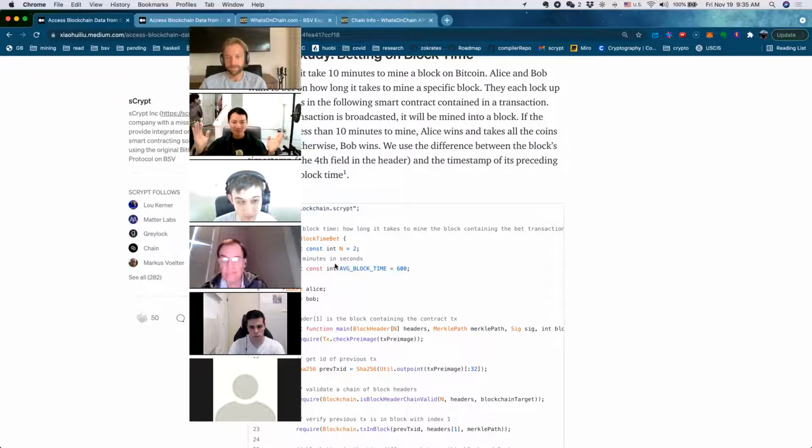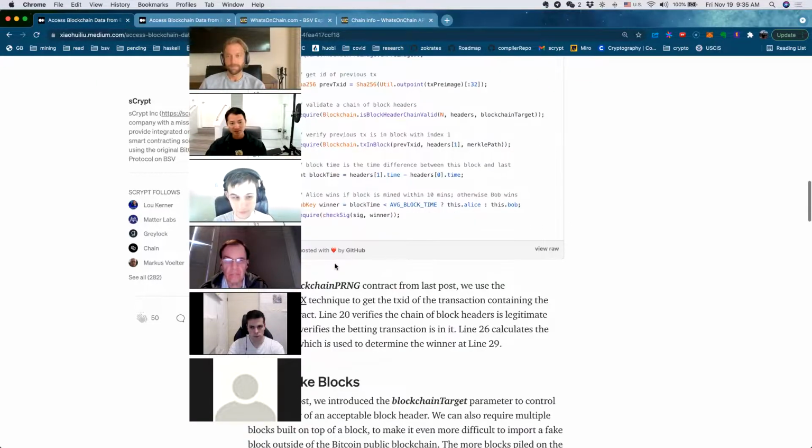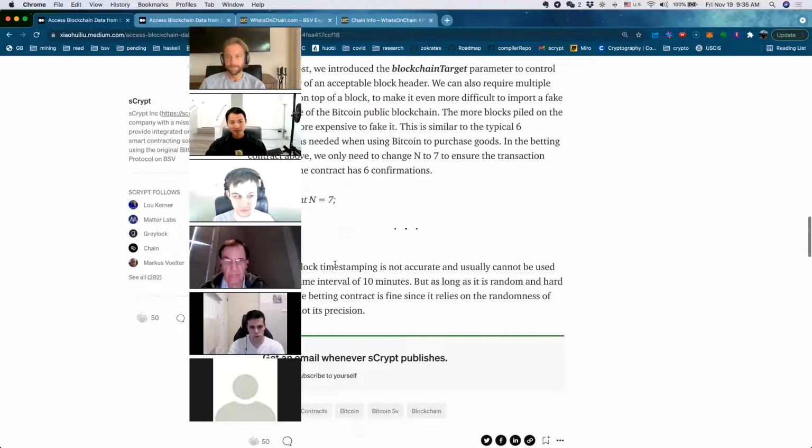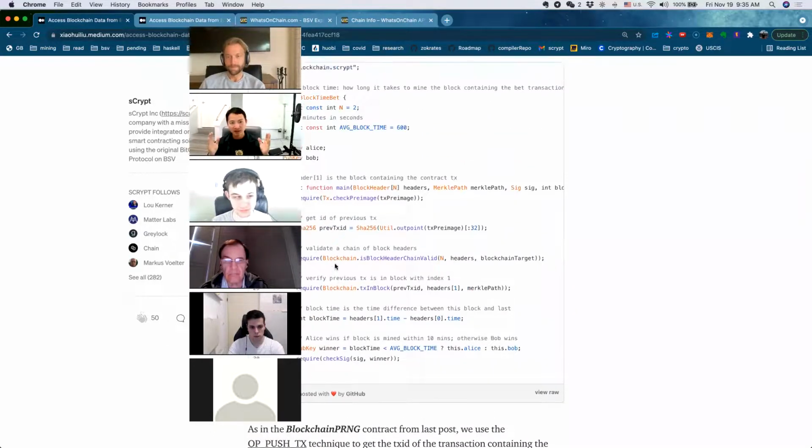After that, they can compute the time difference. If it's less than 10, Alice wins. Otherwise, Bob wins. So it's a very easy case in this contract. I also mentioned that instead of pushing 2 blocks, if you want more confidence, you can push, let's say, 7 blocks, so you have 6 blocks piled on top of the first block. You have more confidence because it's more expensive to fake 7 blocks than just 1 block. Any questions on this article?